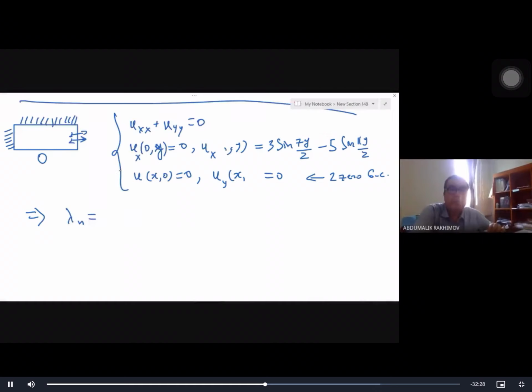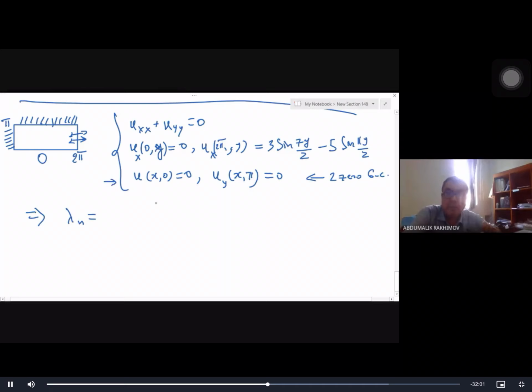Let's choose C to be pi, and B simply 2 pi, for example. So what will be lambda n? Lambda n we find from these conditions, right? From 2, 0, with respect to y.